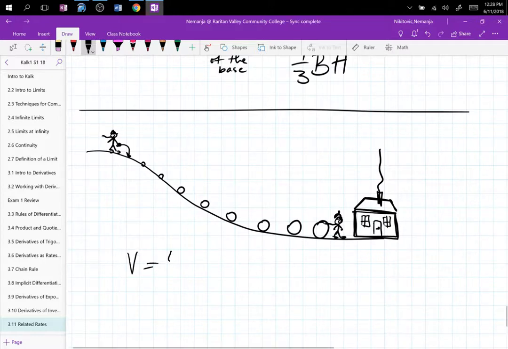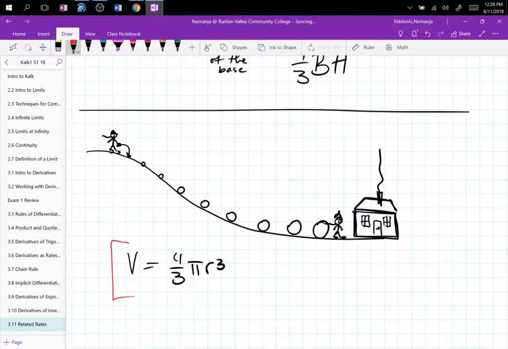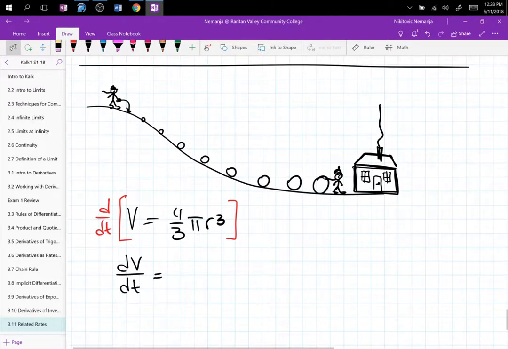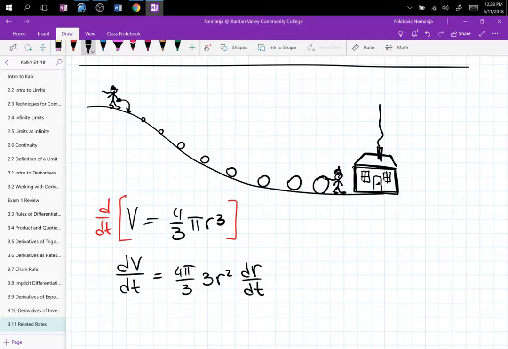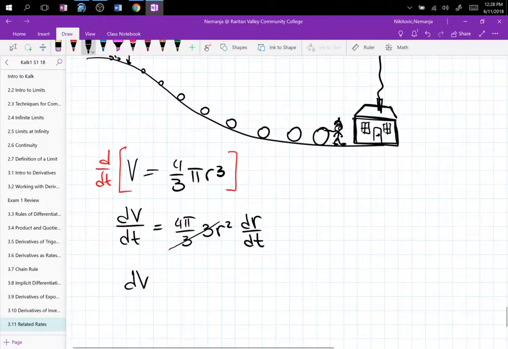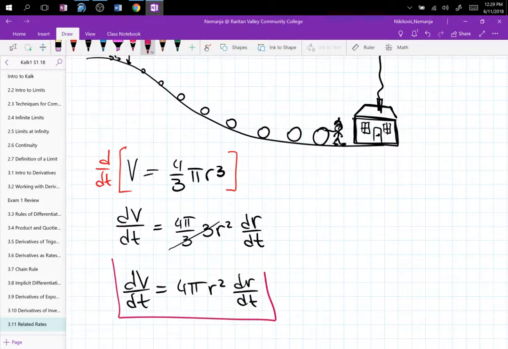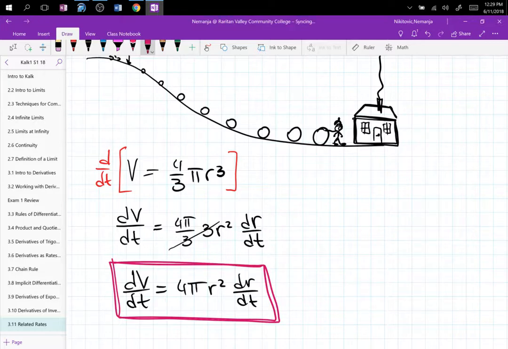So volume is 4/3 pi r cubed. Take the time derivative here, and we will have that the change in volume, which is the growth factor of the snowball, is going to be 4 pi over 3 times 3r squared dr/dt. The 3's cancel, and we have our dV/dt, which is the formula which measures how fast the volume is changing. Related rates.